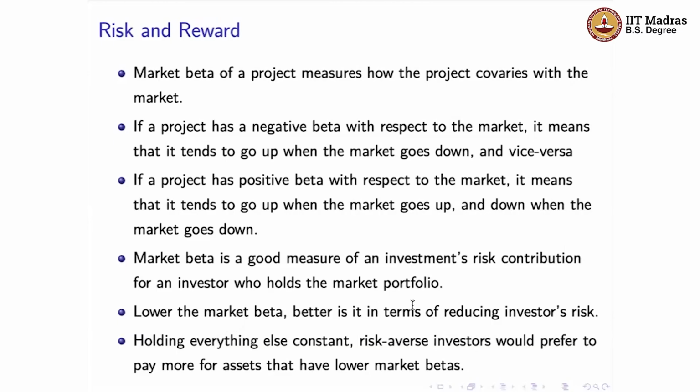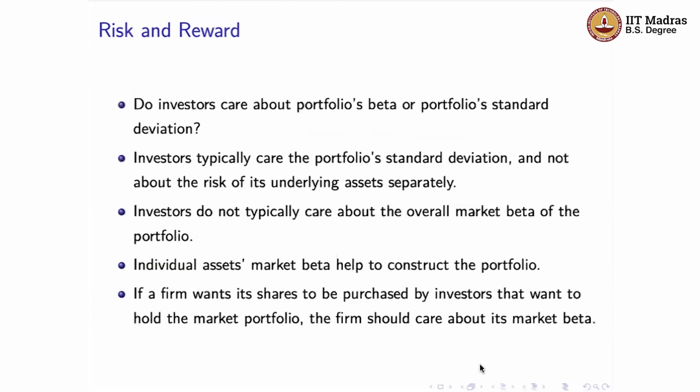So what is the implication of all of this? It means that, holding everything else constant, right? Other characteristics such as the expected rate of return and so on, risk-averse investors would prefer to pay more for assets that have lower market betas, right? So that's one finding. Okay.